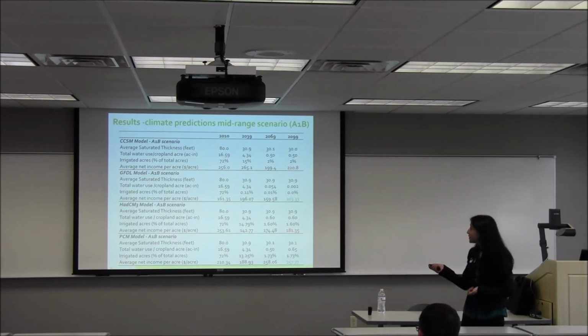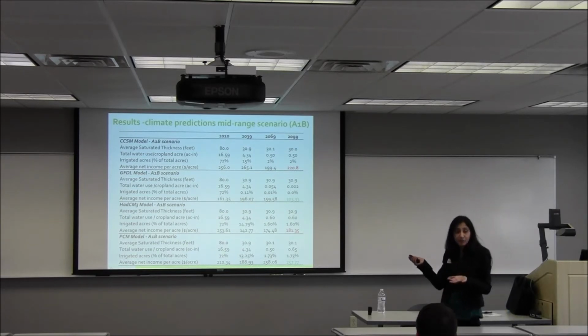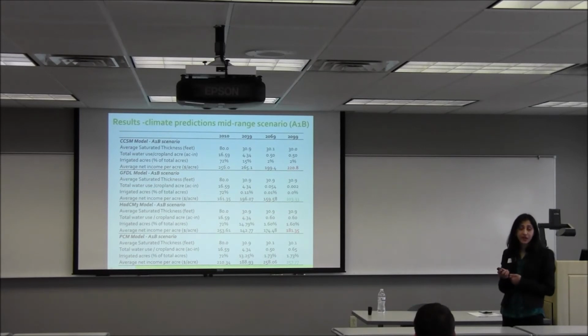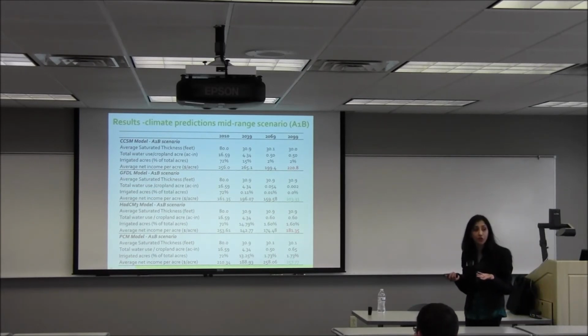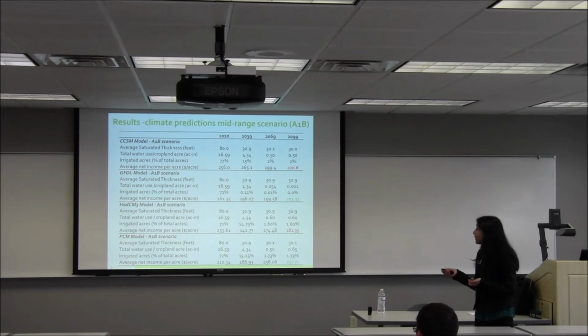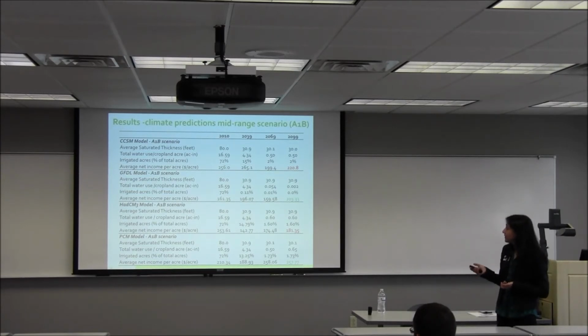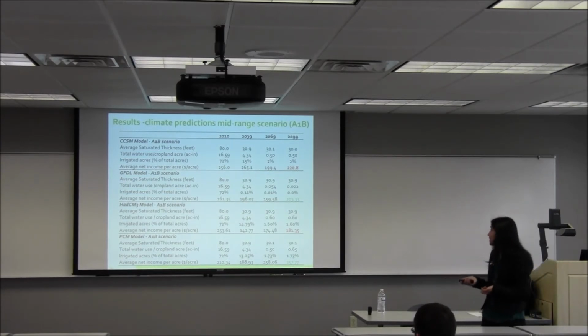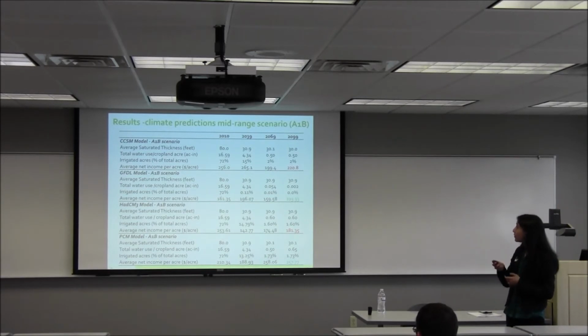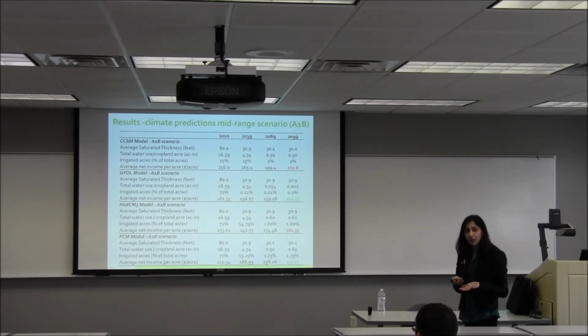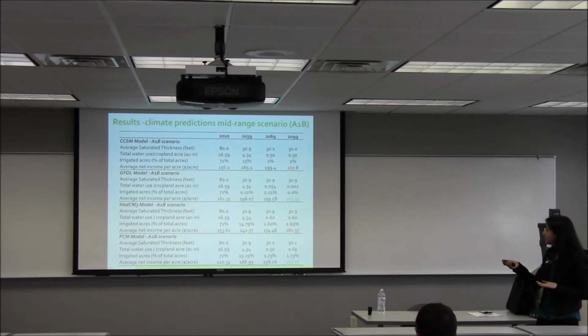So definitely the average saturated thickness fell from 80 to 30 feet, after which there's hardly any possibility of getting any water from those wells, or it becomes extremely unprofitable, or it's not economical to pump any more water. That was the same case for all the 4 models and scenarios. All the 4 models under the A1B scenario. Total water used per cropland acre definitely also decreased because there was no water available. Irrigated acres as a percent of acres, starting at 72%, went as low as 2% towards the end of the century.